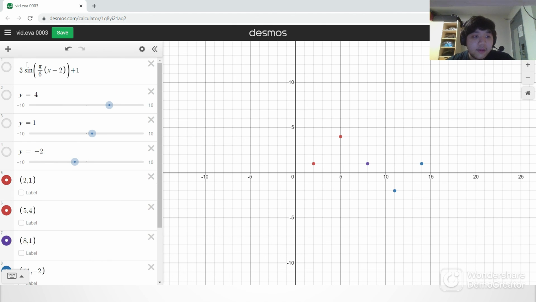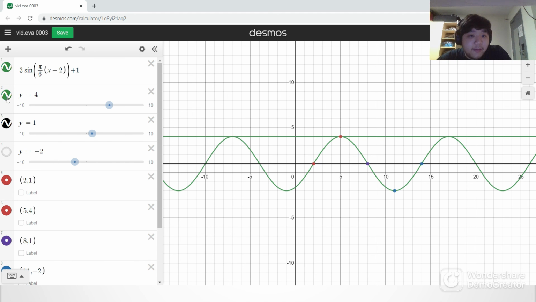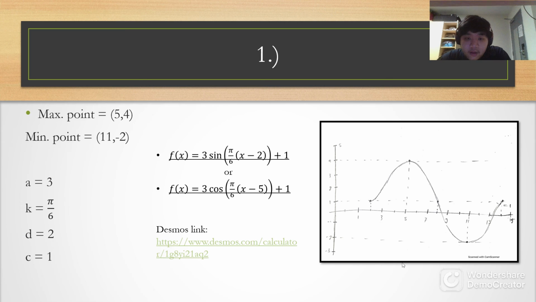Now, using the function that we created, you can see that the graph passes through each point perfectly. It also passes through all the maximum, minimum, as well as the middle point. The middle point is y equals 1, the maximum is y equals 4, and the minimum is y equals minus 2. And as such, our function is correct.